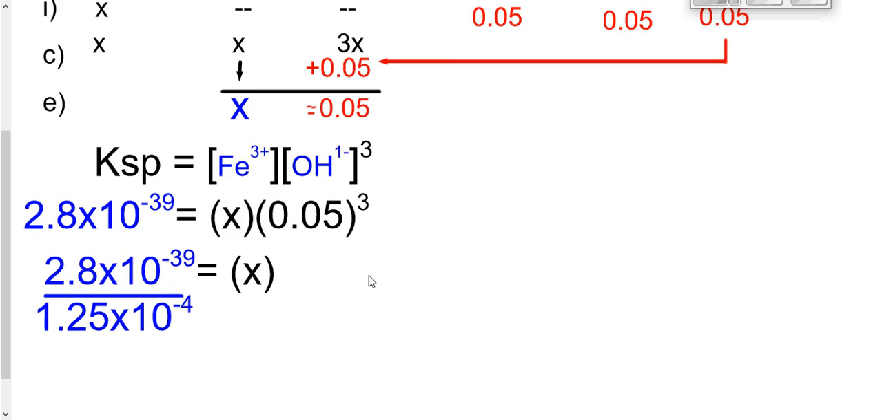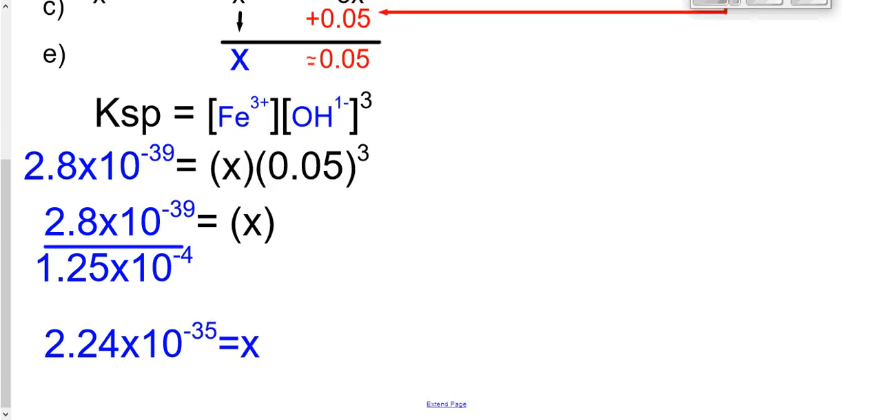Okay, so our order of operation is to cube the 0.05 first. Always take care of your exponents first. That will give us a value of 1.25 times 10 to the minus 4. And then to get x by itself, we'll take that value over here and divide. So 2.8 times 10 to the minus 39 divided by the cube of 0.05, or 1.25 times 10 to the minus 4, will give us our value for x. And then we solve for x and get a value of 2.24 times 10 to the minus 35.